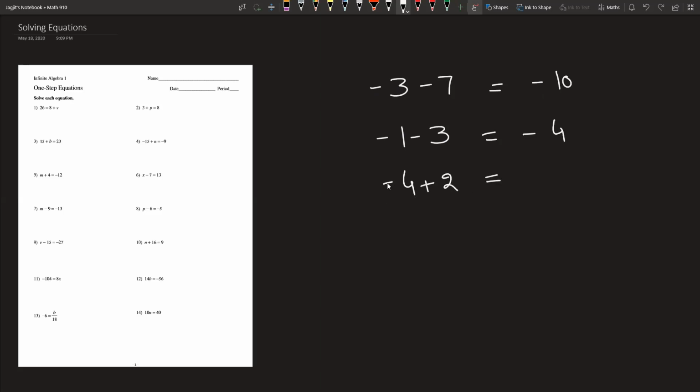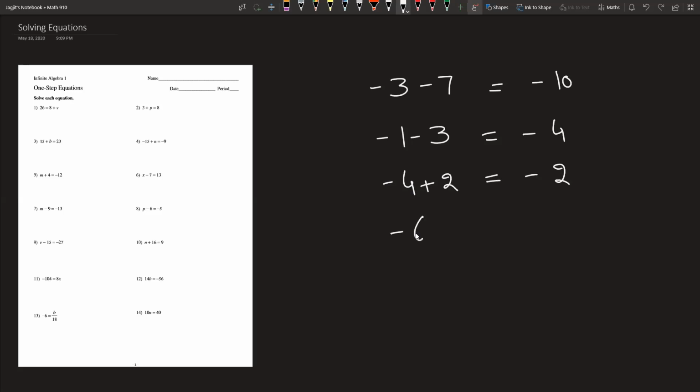Okay, now what if I ask you to do this? -4 plus 2. Are the signs same or different? Different. When they're different, you see this is negative, this is plus, so they're different now, right? Now what you do is you just do bigger number minus smaller number. What's 4 minus 2? 2. And then put the sign of the bigger number. -2, okay?